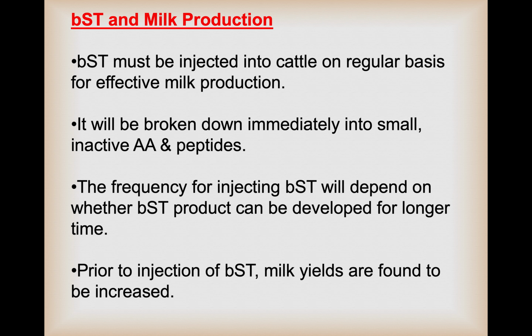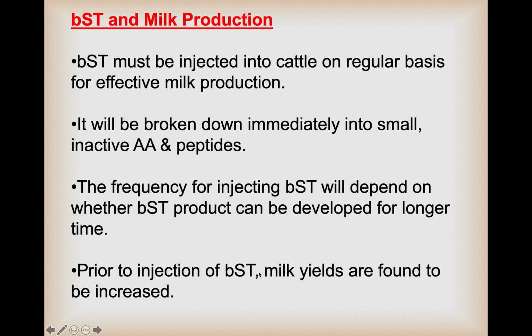So what is the correlation of bST and milk production? bST must be injected into the cattle on a regular basis for effective milk production, about a 2 to 3 week interval. bST is broken down immediately into small inactive amino acids and peptides once it has been ingested. The frequency of injecting bST will depend on whether a bST product can be developed to last longer. And this is where it is unique from one animal to another, because it depends.